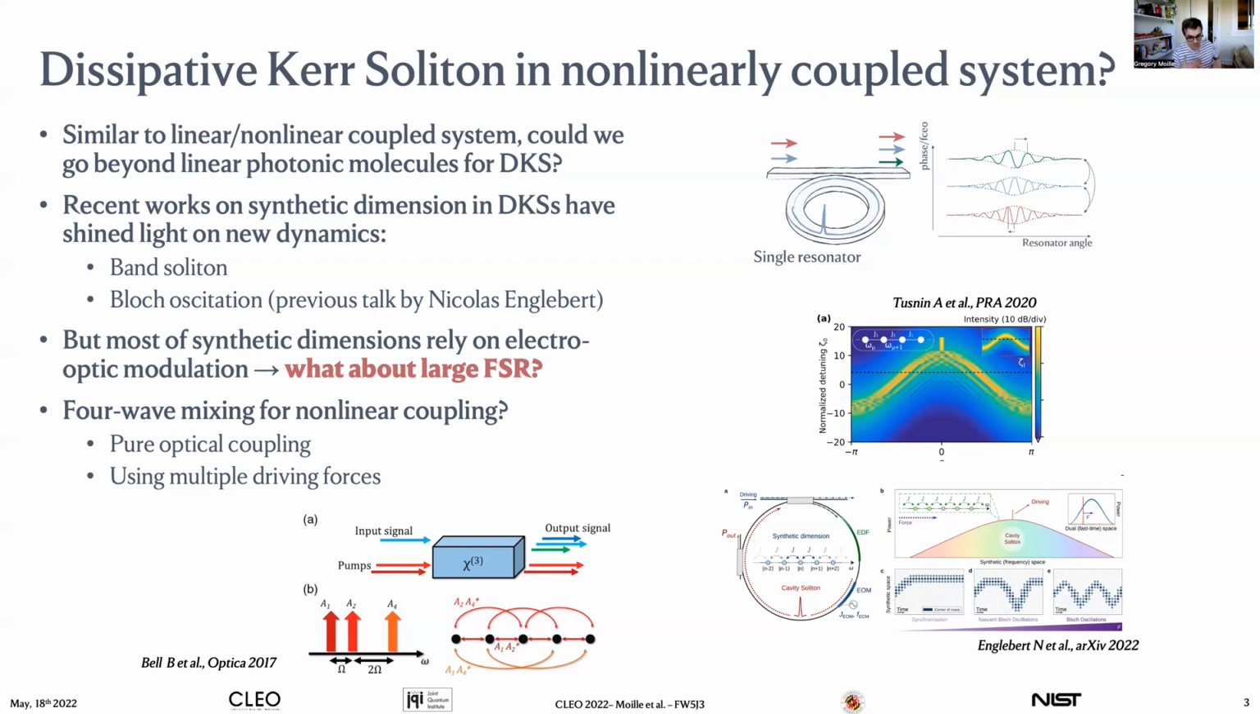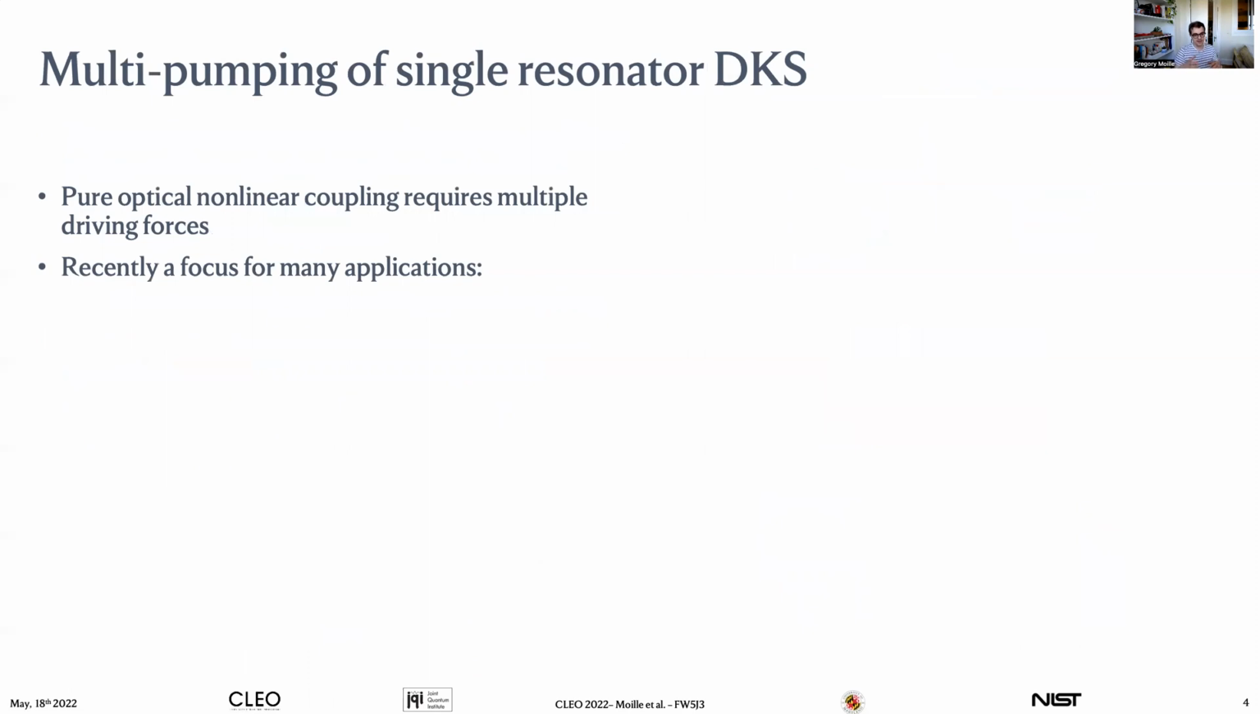And for that, you can use four-wave mixing for nonlinear coupling. The impact is that it is a pure optical coupling. You can use whatever repetition rate you want as long as you can match frequency and mode matching for pure Kerr (Chi3) interactions. But to do that, we need to use multiple driving forces, which means you need to have different pumps. And that's been shown in waveguides, for instance, by Professor Eggleton, where they do synthetic frequency lattices using Bragg scattering. So as I said, you need pure optical nonlinear coupling to use this large FSR, and you need to inject multiple driving forces.